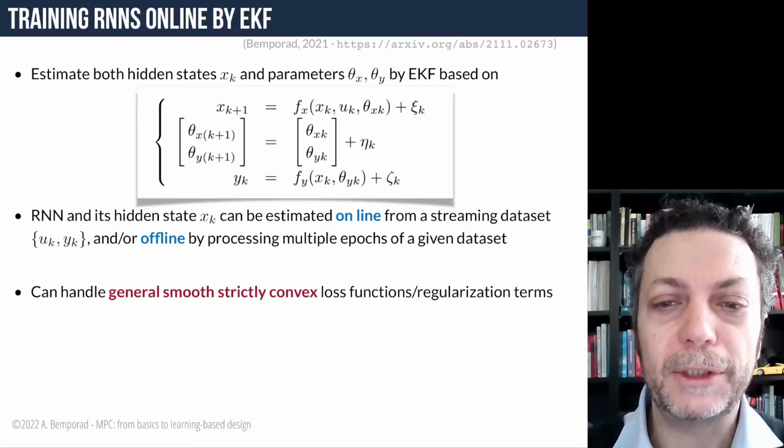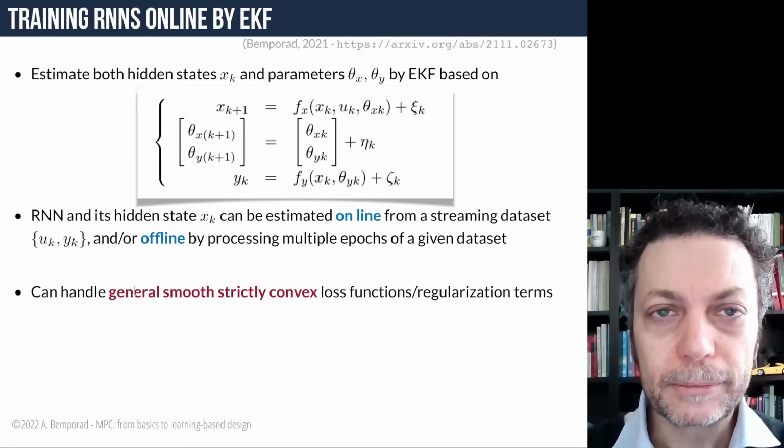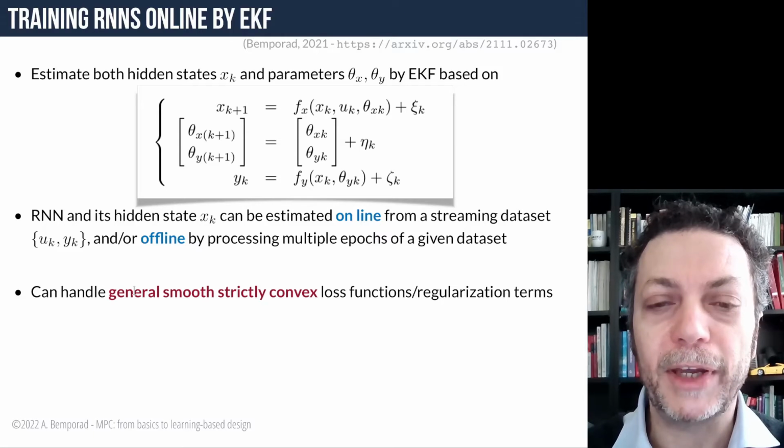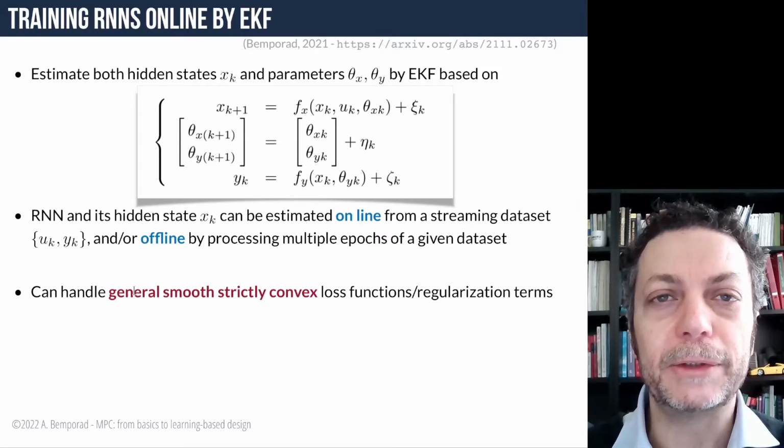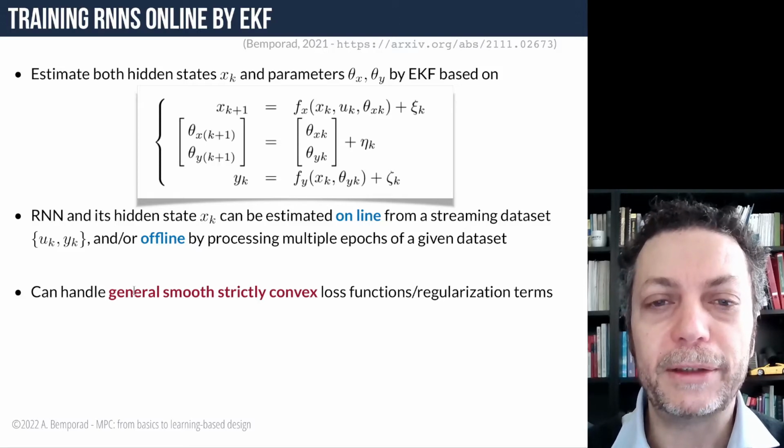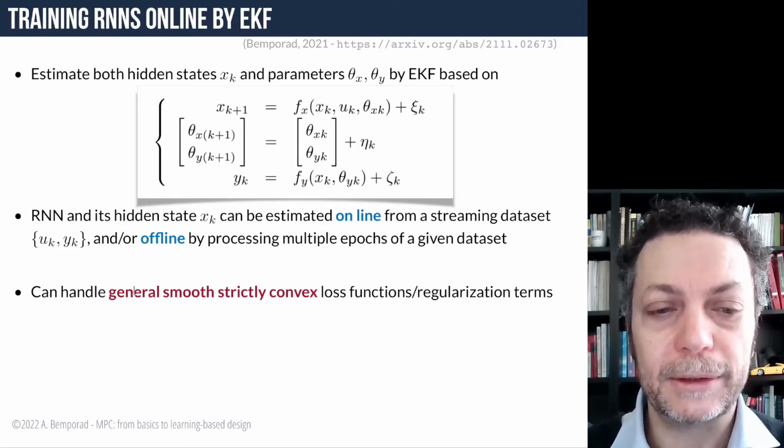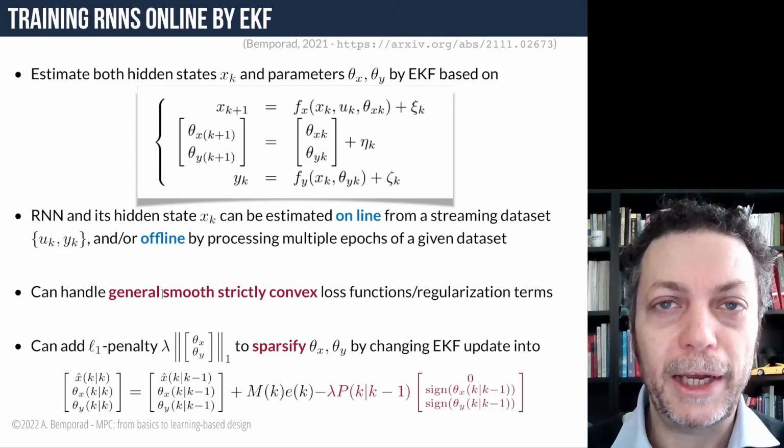And one good thing about this approach is that it can handle quite general loss functions. If they are smooth and strictly convex, you can make quadratic approximations of this function and use them in the extended Kalman filter to minimize those losses. And it can also handle convex non-smooth losses.